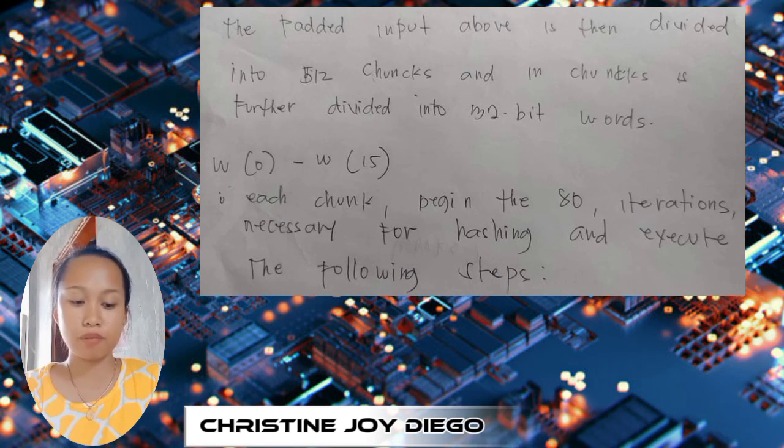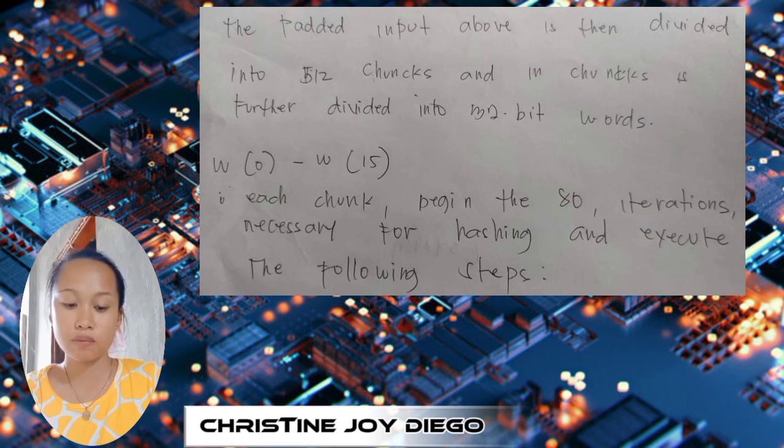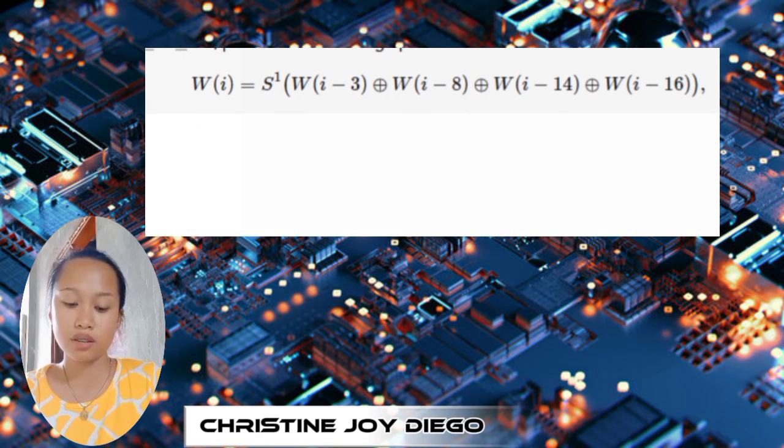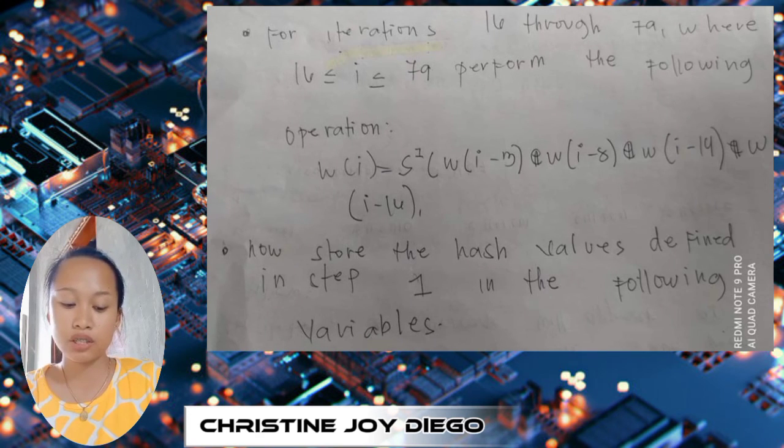The padded input above is then divided into 512-bit chunks, and each chunk is further divided into 32-bit words, W[0] to W[15]. Each chunk begins the 80 iterations necessary for hashing and executes the following steps. For iterations 16 through 79, where 16 ≤ i ≤ 79, perform the following operations. So here are the operations to be used.